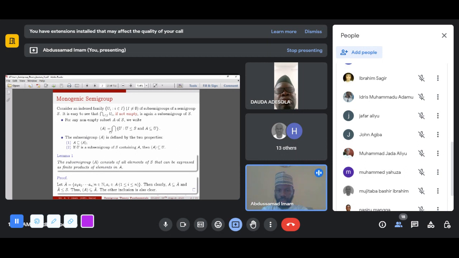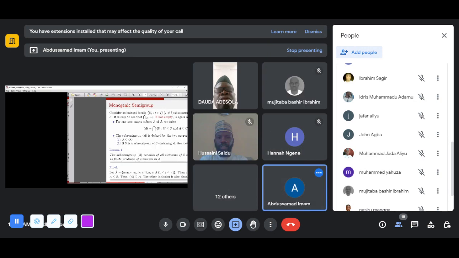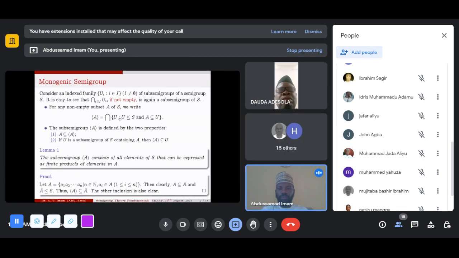Because if you go by the definition here, if one gives you a subset A and asks what is the sub-semigroup generated by A, it means you have to form the intersection of all the sub-semigroups containing A. But you may not be able to get hold of all the sub-semigroups of S containing A, because there may be too many of them. It depends on the size of the semigroup, and when you are talking about sub-semigroups, it can be any large number.